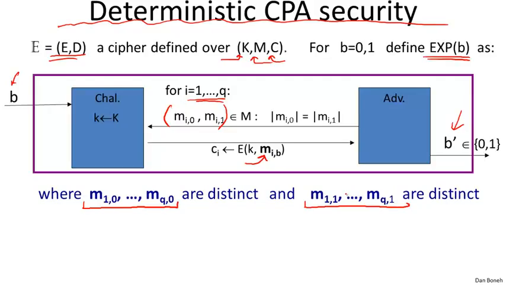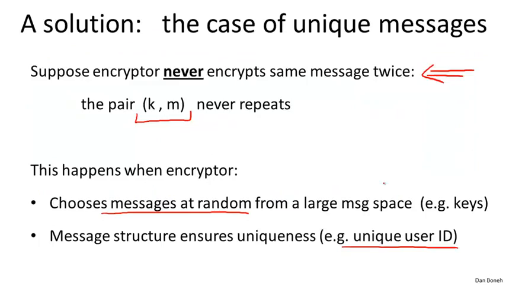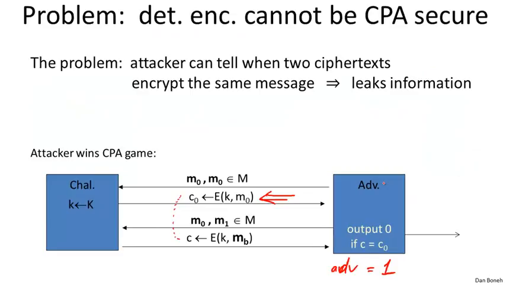Okay, so this requirement that all these messages are distinct, and similarly all these Q messages are distinct, basically captures this use case that the encryptor will never encrypt the same message multiple times using one particular key. And as a result, the attacker simply can't ask for the encryption of the same message multiple times using the same key.